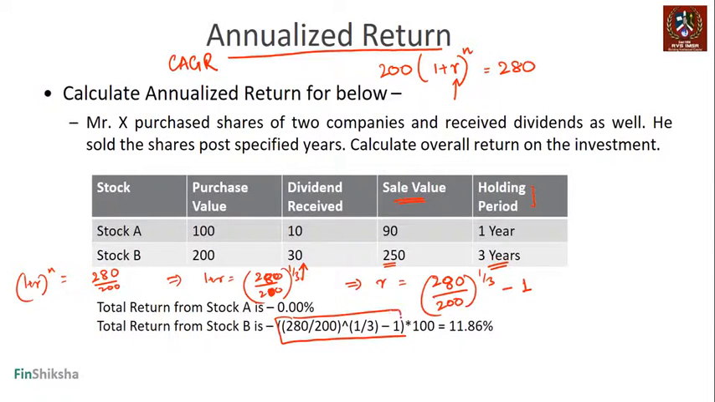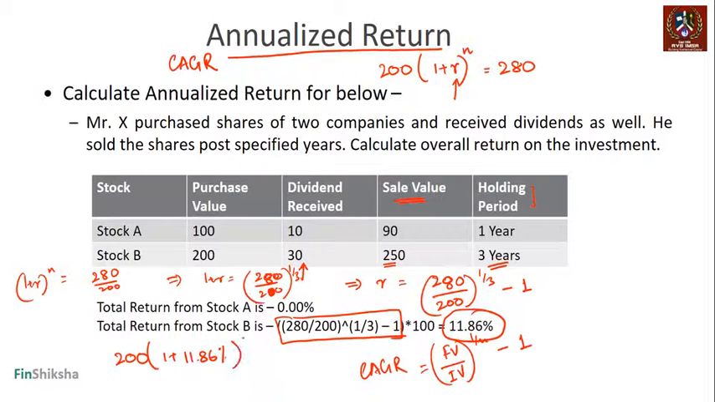That's the same equation that arises for the CAGR as well: final value divided by initial value, raised to the power 1 by number of years, minus 1, is what our CAGR calculation was as well. That is the annualized return. In other words, if you had invested 200 rupees for 3 years at 11.86%, that would have given you 280, which is what we got from the second investment.